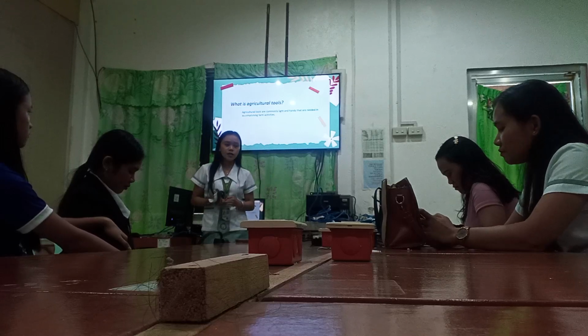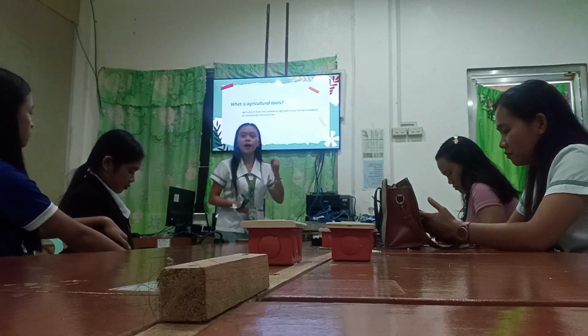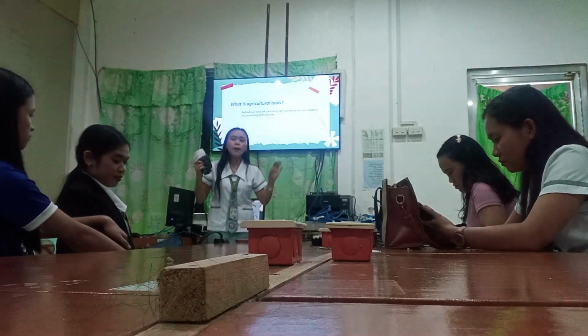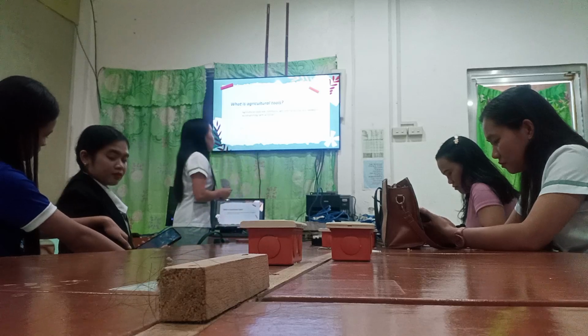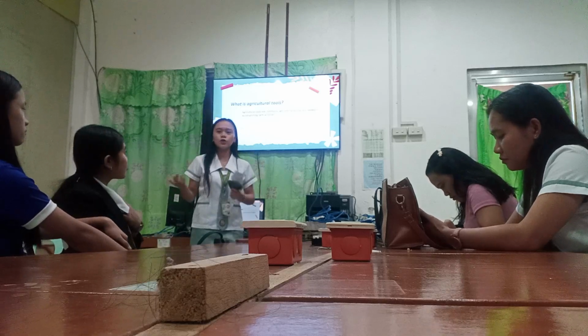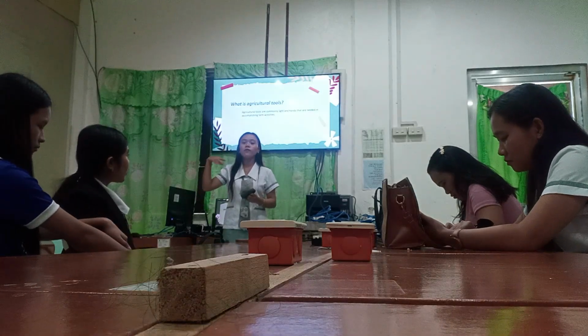hand-operated tools. Meaning to say, they are basic tools that can be used with our bare hands, manually. So class, what are those agricultural tools that you usually use in your farming?